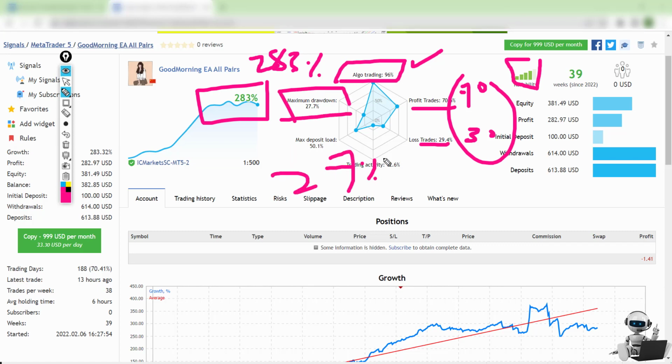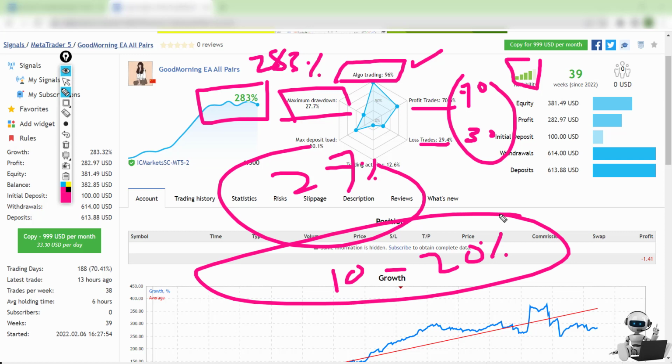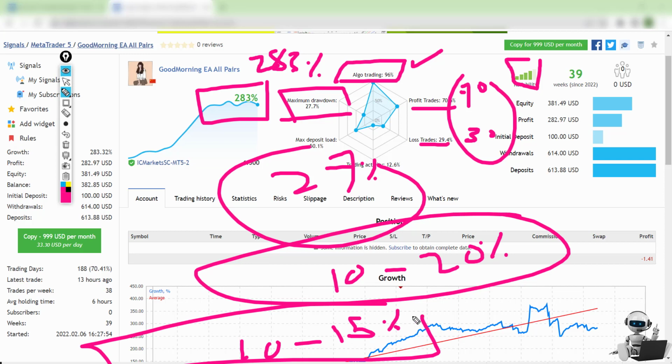So the drawdown is not that high, but it is a little bit risky, not that much. But I don't know, I would be reducing the risk. My optimal drawdown is from 10 to 20%. This is my optimal drawdown, and a monthly gain from 10 to 15%. This will be absolutely my optimal and amazing drawdown and profit gain.